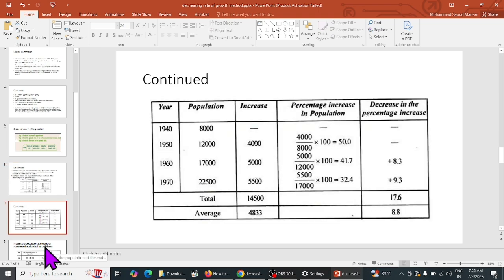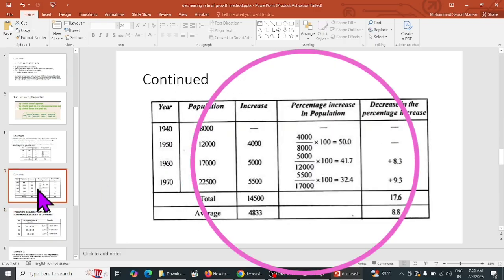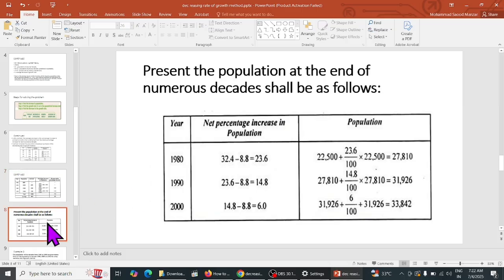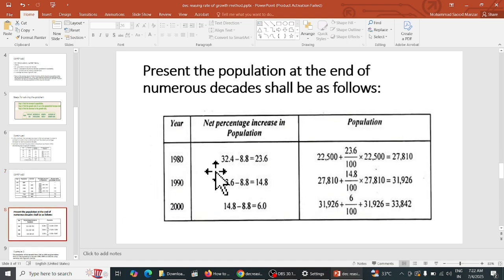Okay, now slide number 8. Here, this is the last percentage increase. So I am going to take this value and subtract 8.8, which is the decrease in the percentage increase. So I am going to subtract for each successive decade. Okay, so 32.4 minus 8.8 is equal to 23.6. Similarly, 23.6 minus 8.8 is equal to 14.8, and 14.8 minus 8.8 is 6.